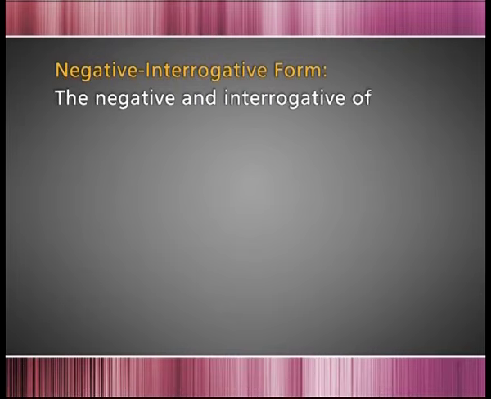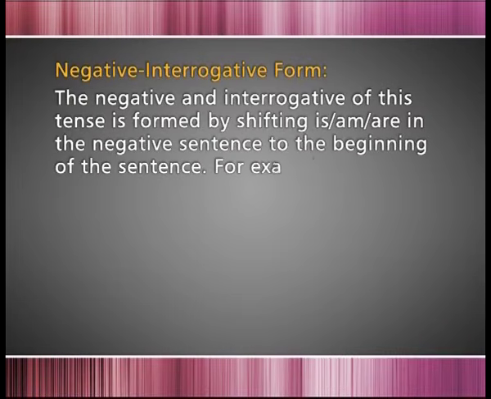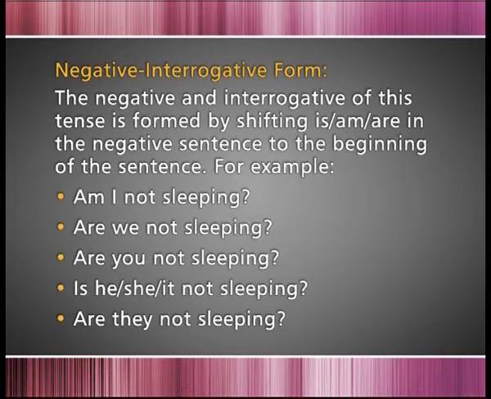Negative interrogative form. The negative and interrogative of this tense is formed by shifting is, am, are in the negative sentence to the beginning of the sentence. For example, am I not sleeping? Are we not sleeping? Are you not sleeping? Is he or she or it not sleeping? Are they not sleeping?